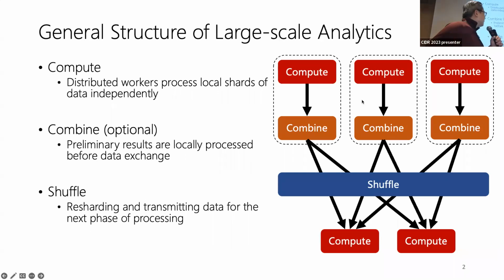Cool. So this picture should come very familiar to all of you, which is the general structure of large-scale analytics. At the very top, we have compute workers that will operate on local shards of data independently, and usually this doesn't involve communication. And then we have an optional combine phase where data could potentially be deduplicated and combined before eventually going on to the shuffle phase, where we may end up resharding the data and generating a lot of communication.